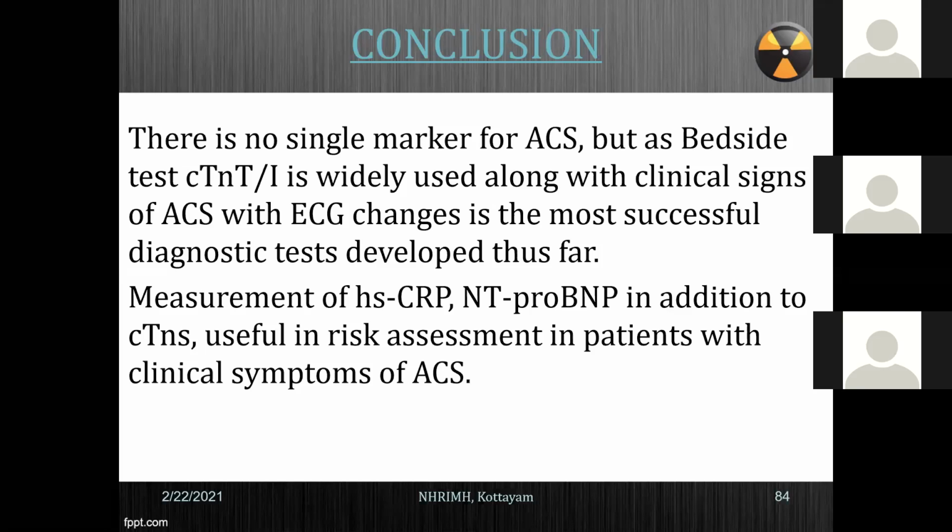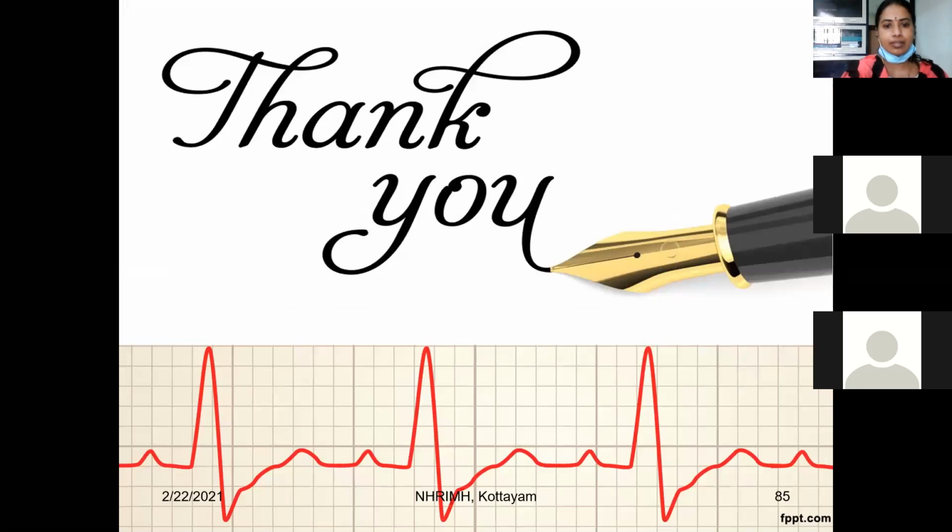Moreover, in biomarkers, at the conclusion, always check cardiac troponin T and cardiac troponin I levels with the clinical signs of acute coronary syndrome. At the same time, high sensitivity CRP, and natriuretic peptides, NT-proBNP. This helps us in the assessment of the risk factors along with the symptoms of the patient. Okay, thank you.